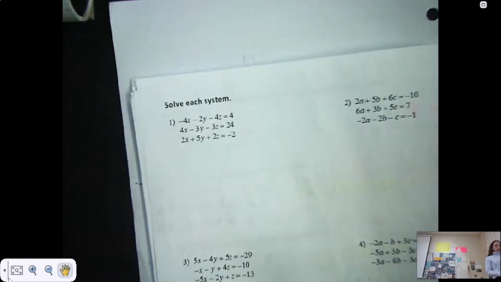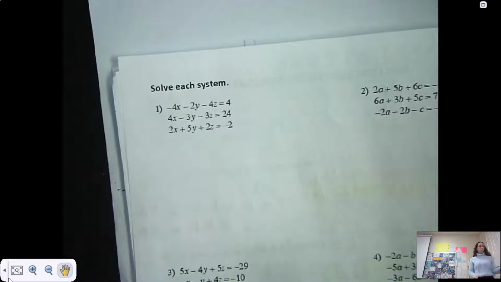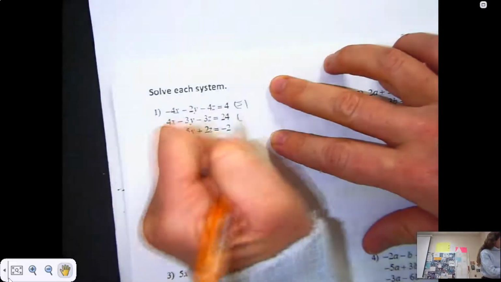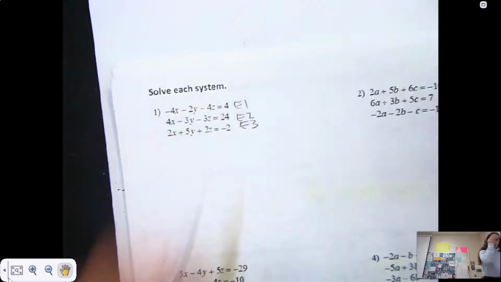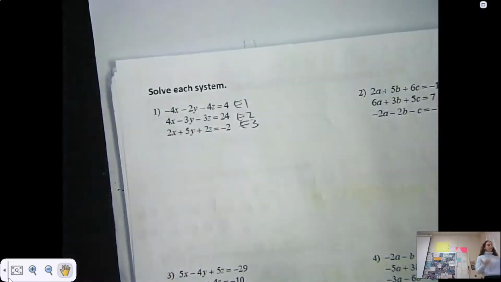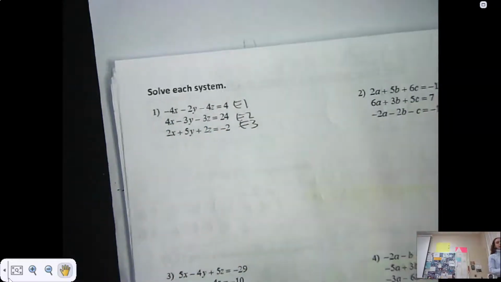All right? So let's start with number one. Now, some of these will be homework problems. So what we don't finish now, you can either do the problems on a separate piece of paper, or you can try to fit it all in here. Okay? So I'm going to call this E1, E2, E3. You don't even have to label it, but for my organization and sanity purposes and how messy I am, it's easier for me to do that.